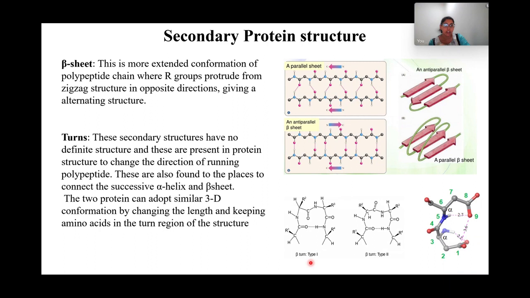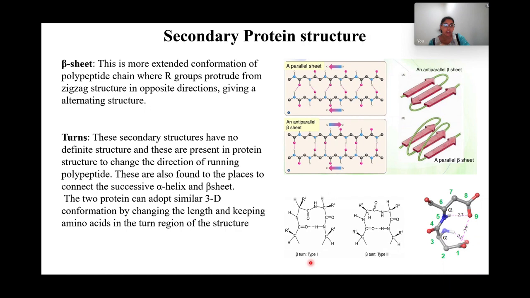Now, moving to tertiary protein structure. A secondary structure folding on itself will give rise to a tertiary structure. Something like this. So you have these chains. Now, they will start interacting with each other via hydrogen bonds or disulfide bridges or ionic bonds.